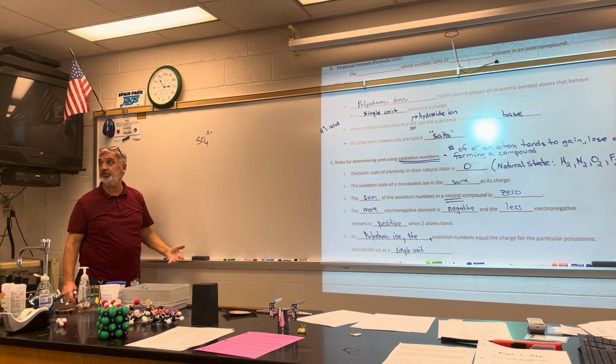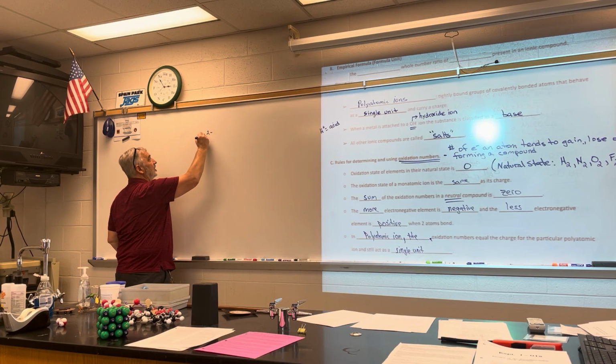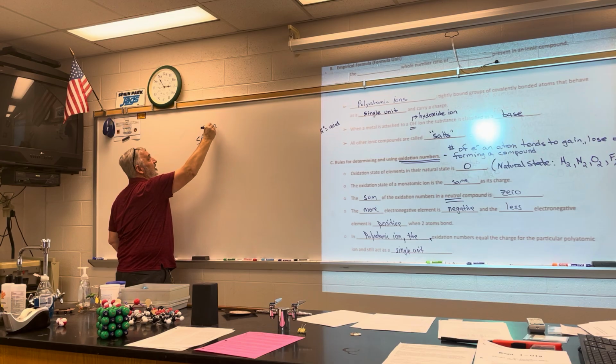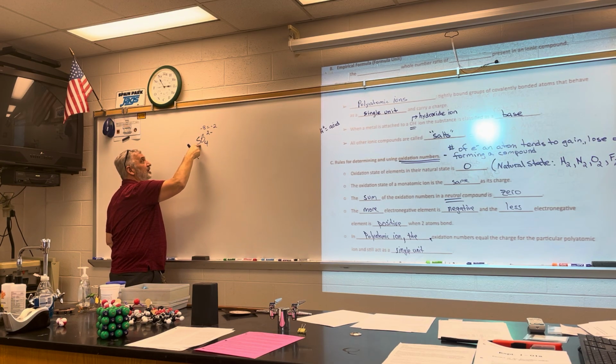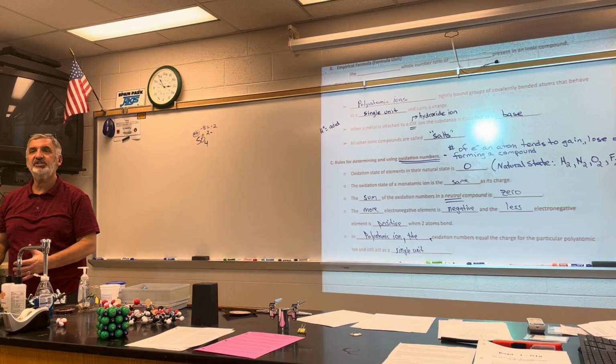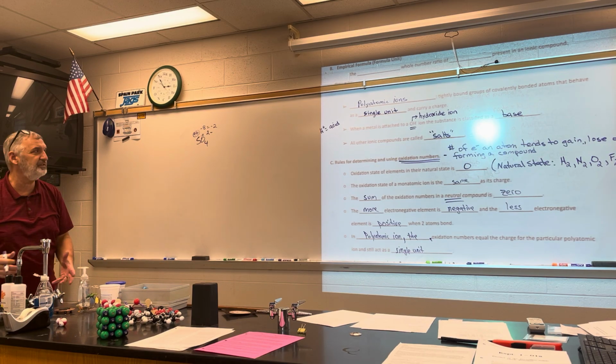So what do we know oxygen always is? -2. So we have 4 of them, -8, but we have to know it has to equal -2, so what must sulfur be? +6. Okay, does that mean sulfur lost 6 electrons? No, that just means sulfur has 6 electrons involved in bonding.